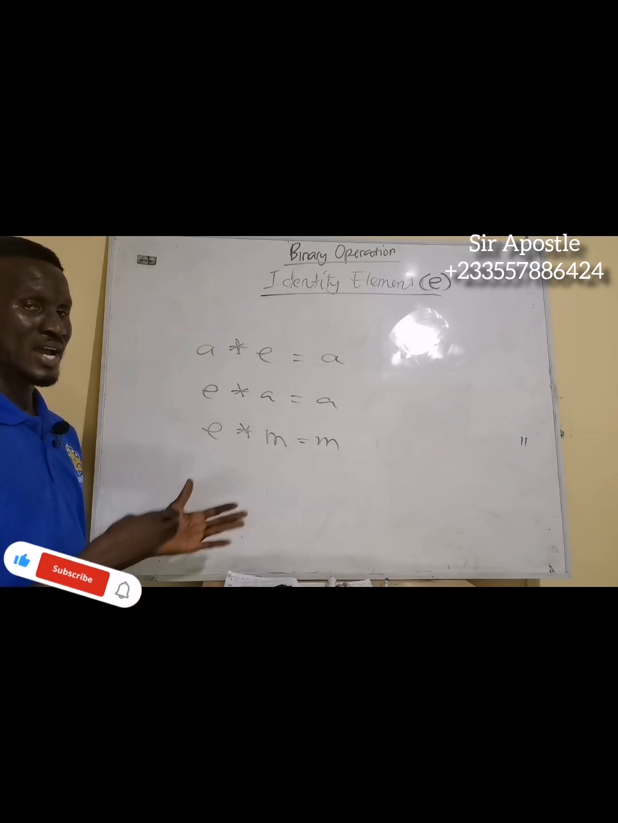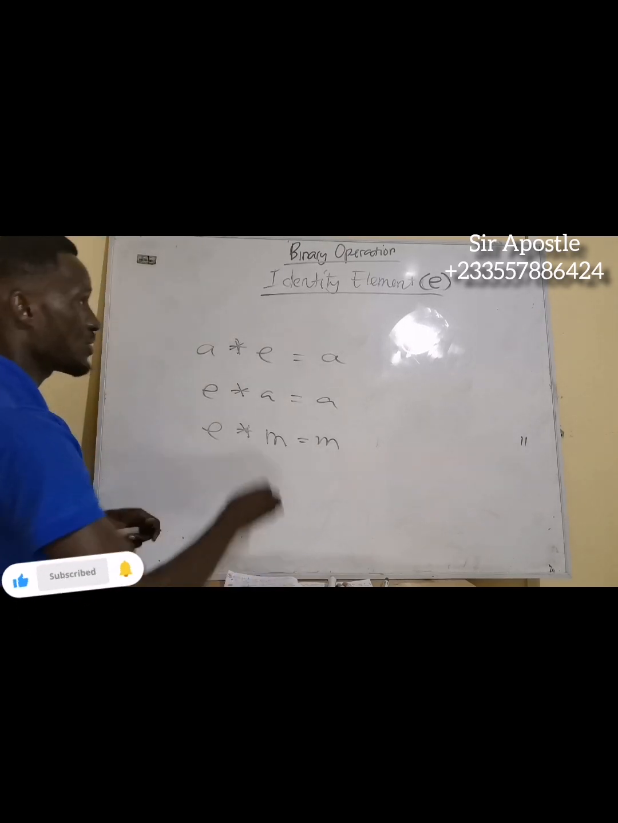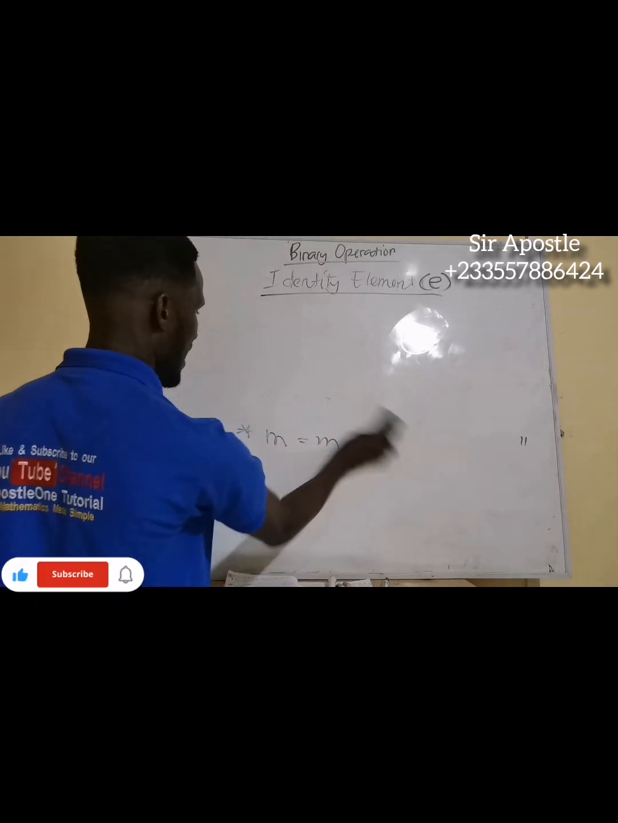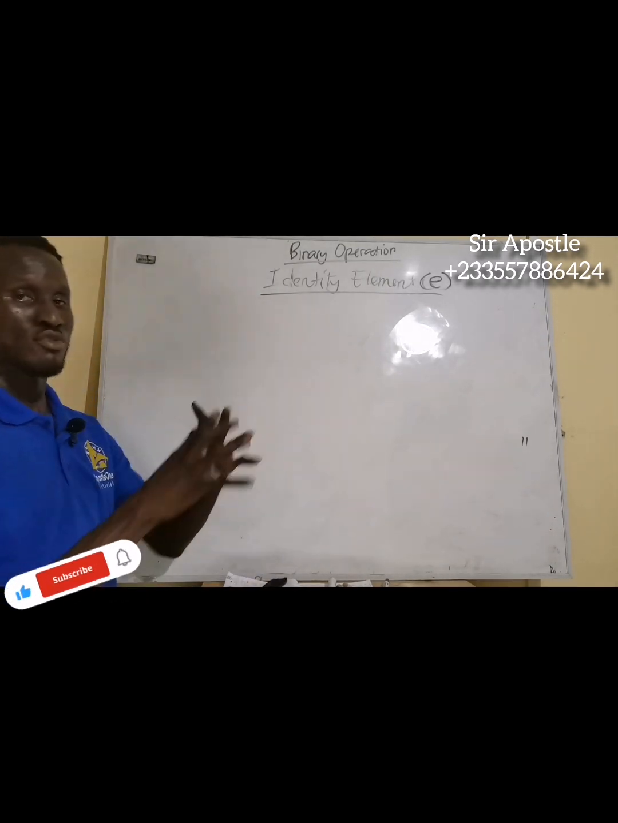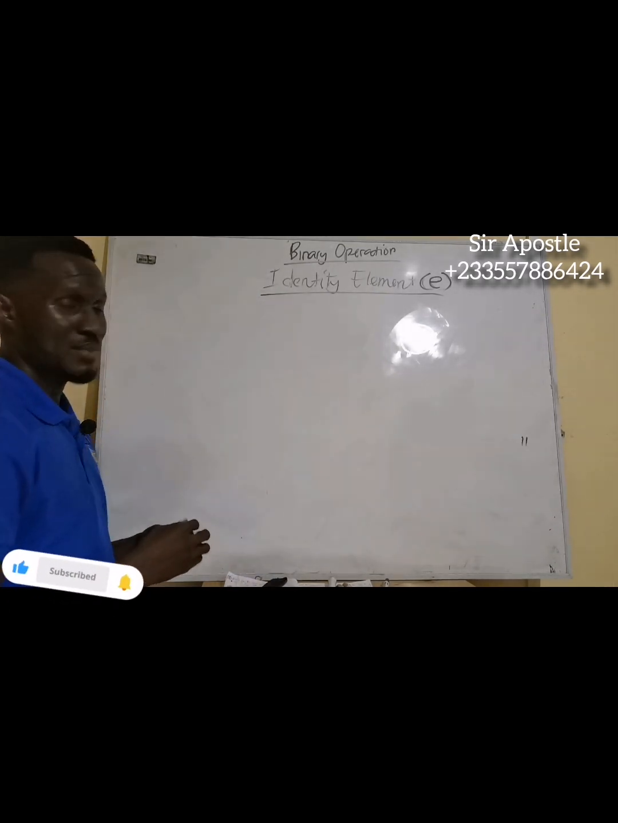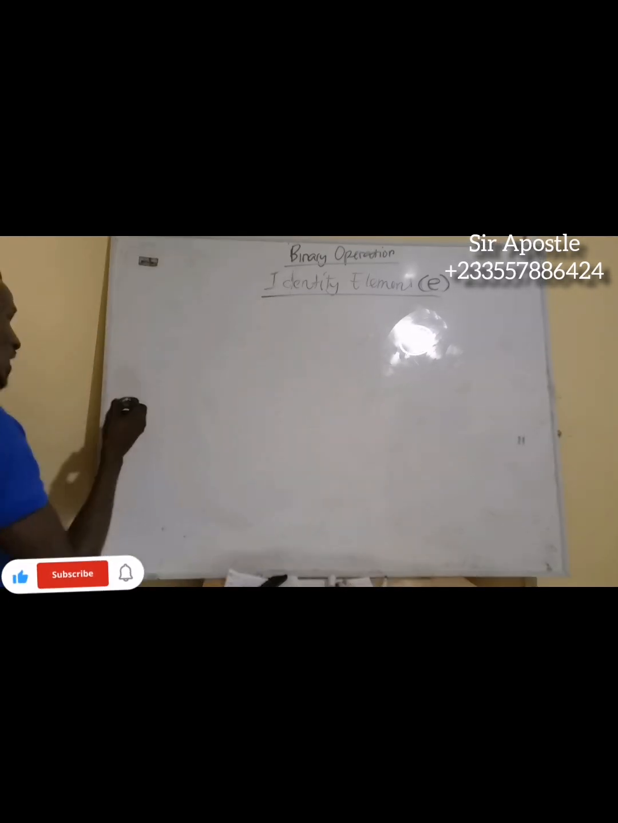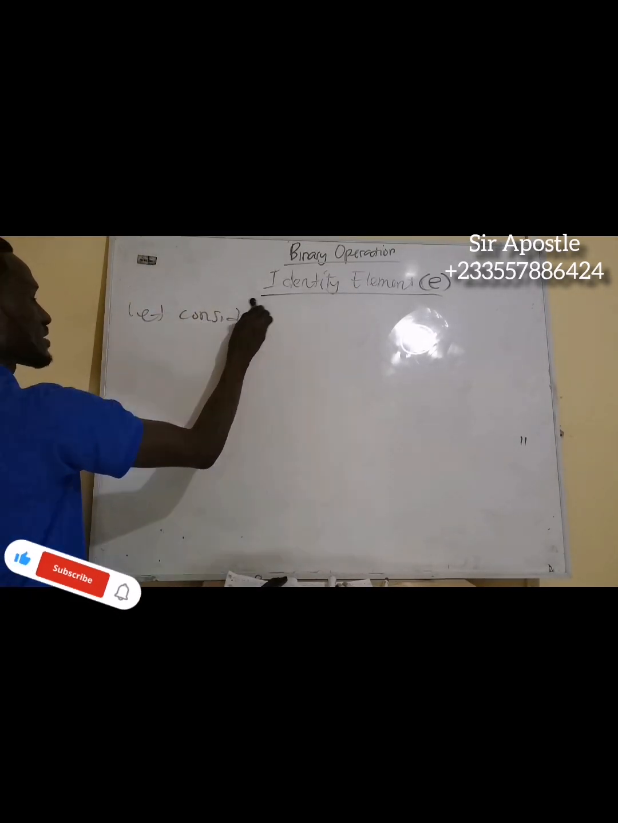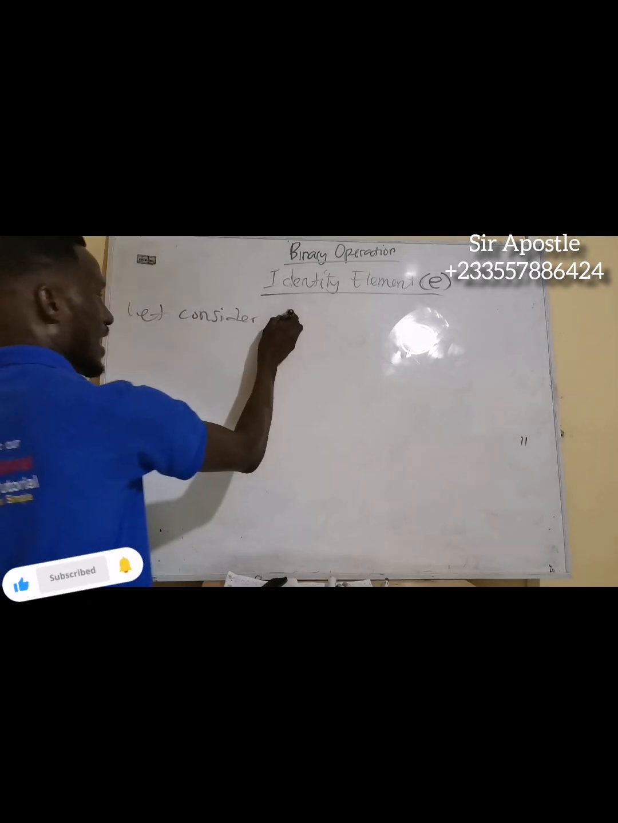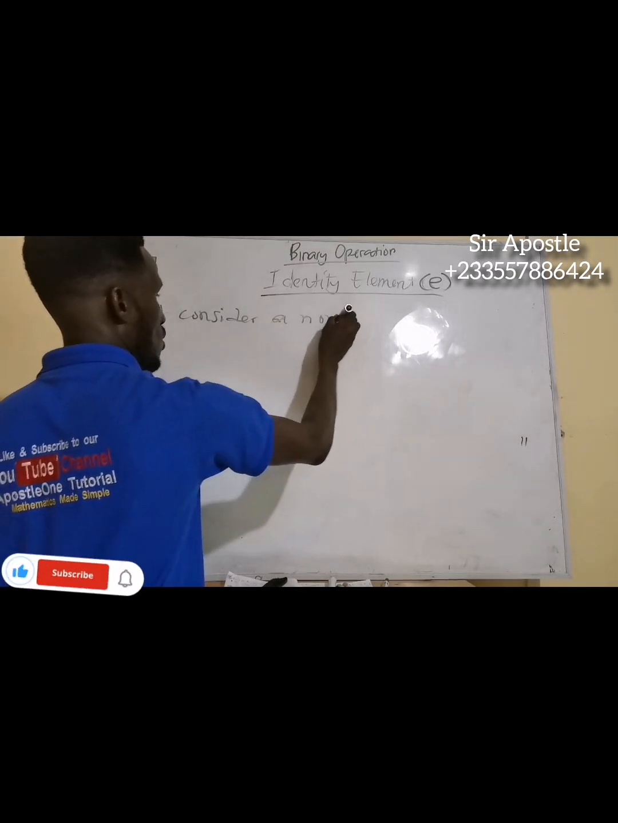Identity for multiplication is 1, identity for addition is 0. Now, when we come to binary operation, let me define the identity. I can define identity in two ways, either in the form of a set or in the form of real numbers. Now, let's consider a non-empty set.